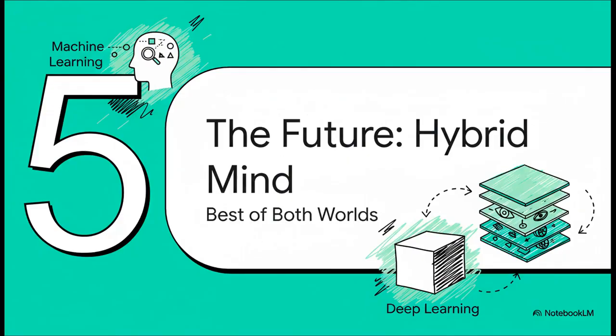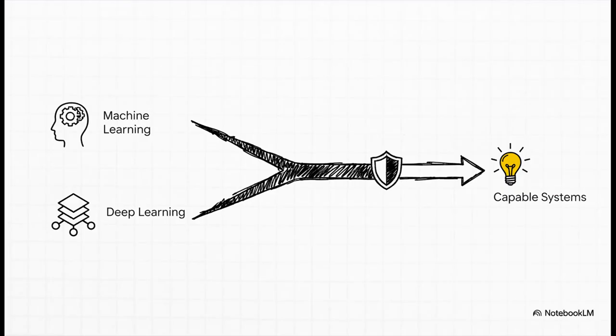So, where does that leave us? Is one just better than the other? Should we pick a side? Well, the future of AI really isn't about picking a winner here. The real goal is to create something new, a kind of hybrid mind that can combine the best of both worlds. You know, the goal for researchers in this field isn't about machine learning winning or deep learning winning.